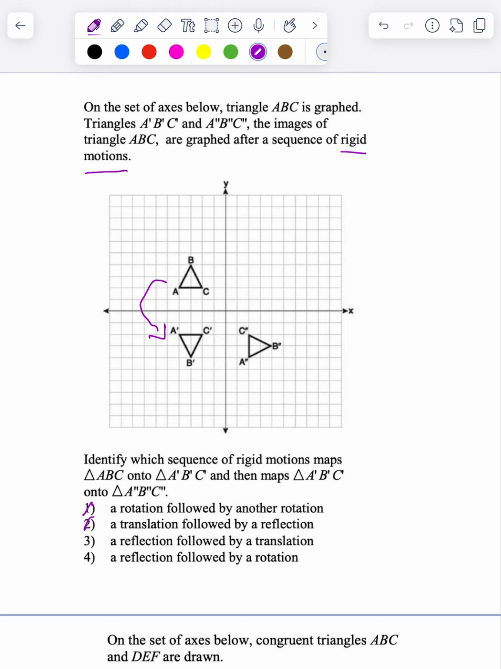And now I see from triangle A prime, B prime, C prime to triangle A double prime, B double prime, C double prime, the triangle turned. And I know a turn, and let me just write this here, reflection, I know a turn is a rotation. So that brings me to answer choice number 4.